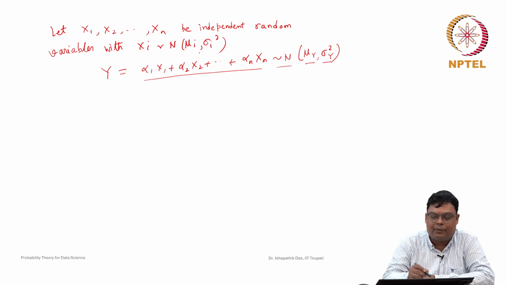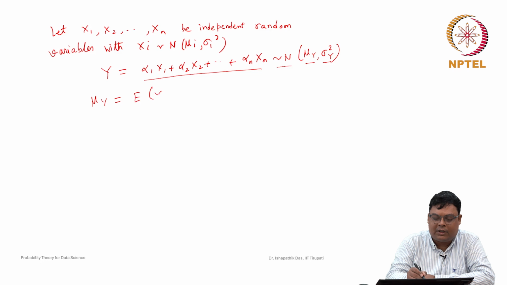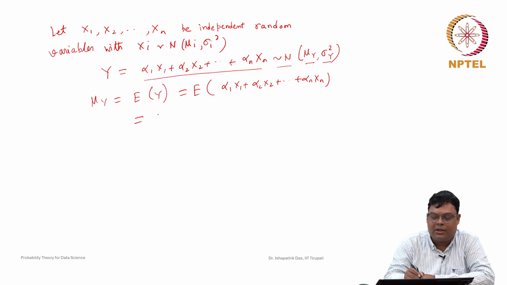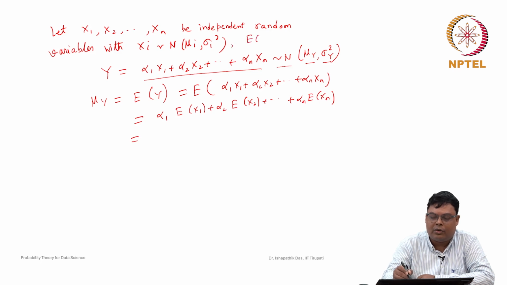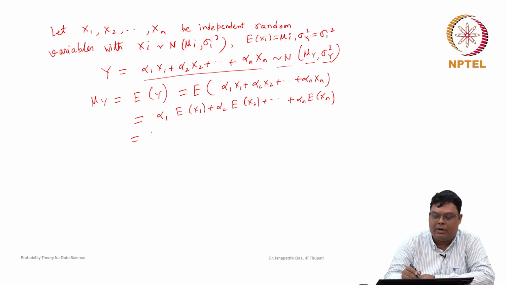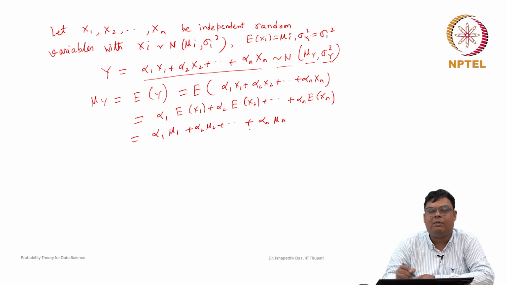What will be the mean of y? Mu y is nothing but the expected value of y, which is the expected value of alpha 1 x1 plus alpha 2 x2 plus alpha n xn. We have discussed the properties: expected value is a linear transformation. So, this can be written as alpha 1 times expected value of x1 plus alpha 2 times expected value of x2 plus alpha n times expected value of xn. Because each xi is normally distributed, the expected value of xi is mu i and the variance of xi is sigma i square. So, this is alpha 1 mu 1 plus alpha 2 mu 2 plus alpha n mu n. This is the mean of this normal distribution.